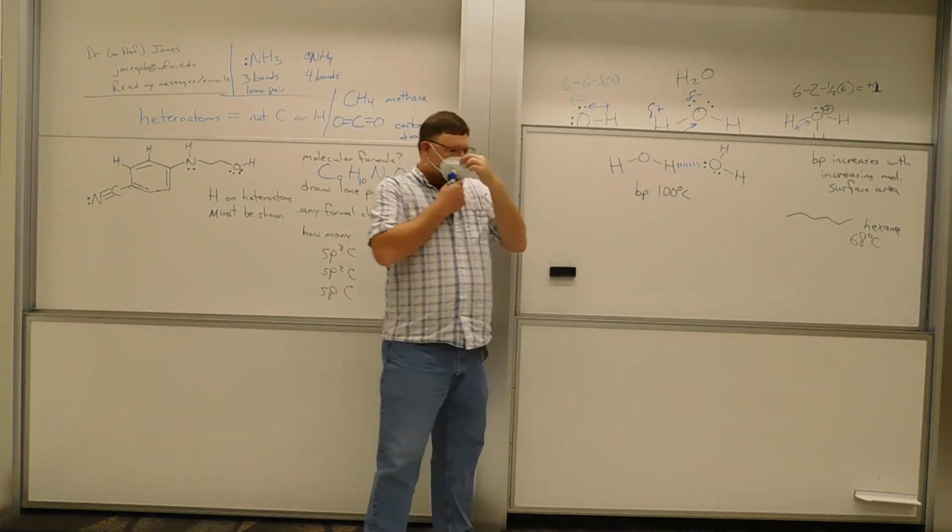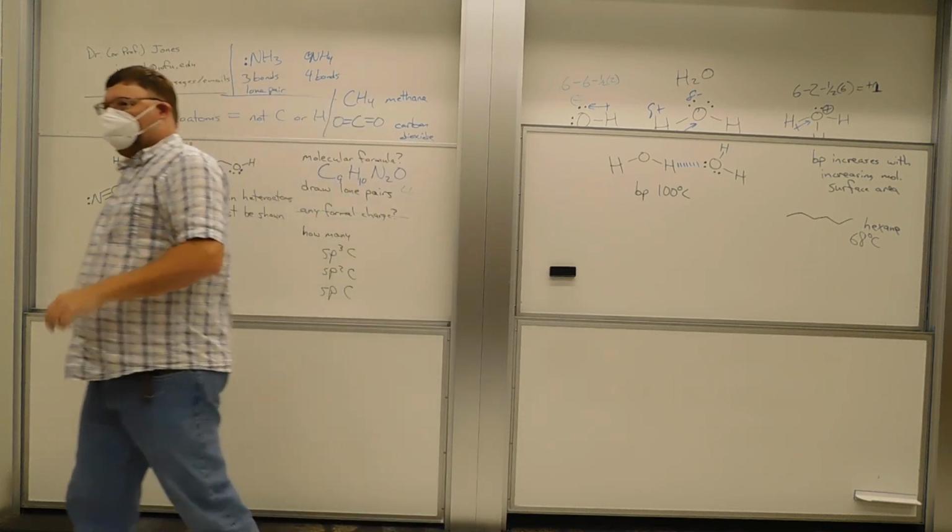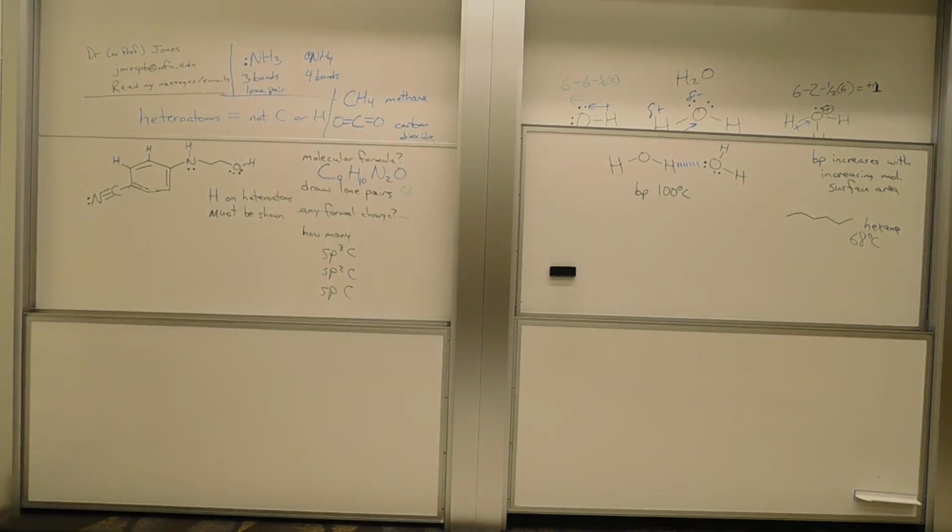Water has a molecular weight of 18, and it boils at 100. It's a small molecule. Hexane boils at 68. What's the molecular weight of hexane? 90? 90-ish? I like the way you think.